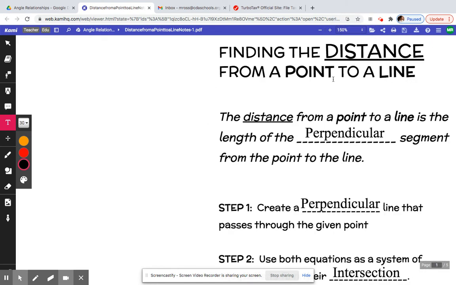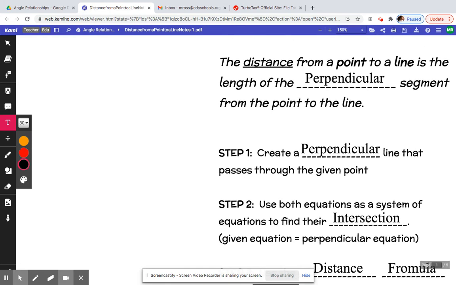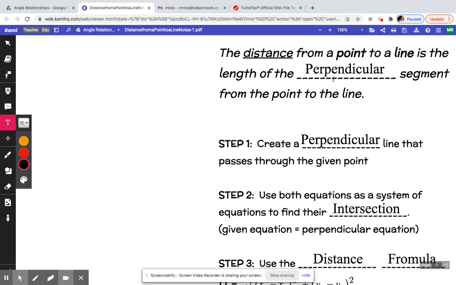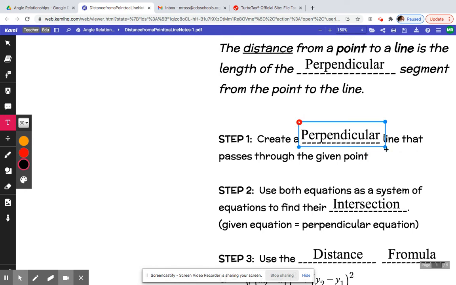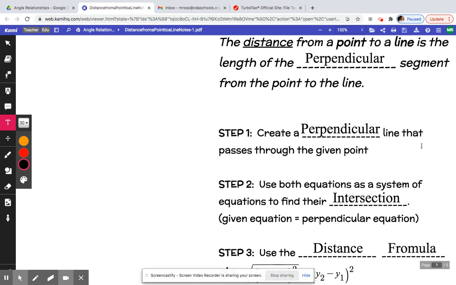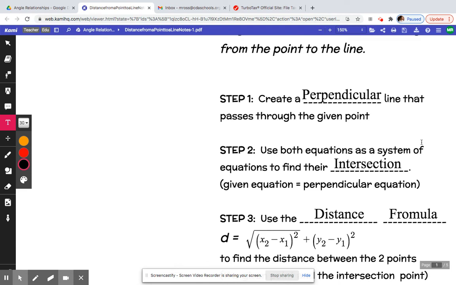Perfect. First, the distance from a point to a line is the length of the perpendicular segment from the point to the line. Here are the steps we need to find the distance between that point and a line. Step one, create a perpendicular line that passes through the given point. If you remember, for perpendicular, your slope flips and changes in sign. Step two, use both equations as a system of equations to find their intersection. You'll take the given equation and set it equal to the new perpendicular equation you created, where your slope changes and you found your new b.